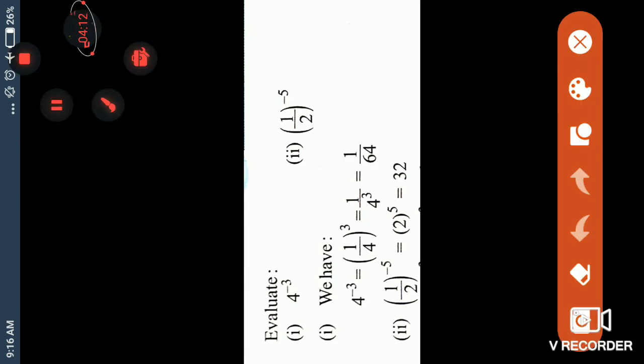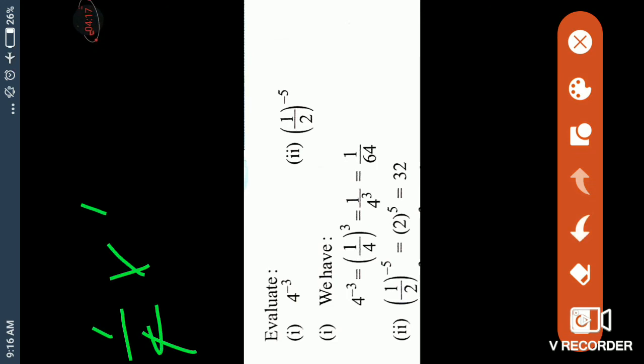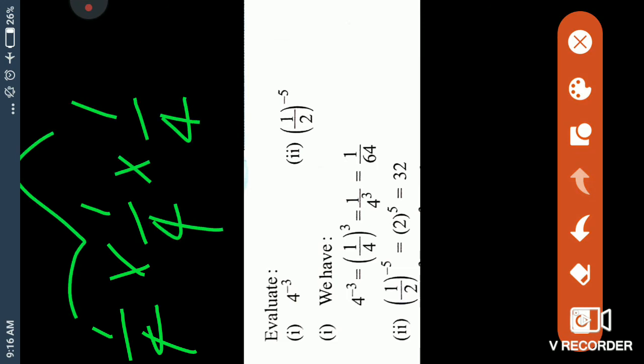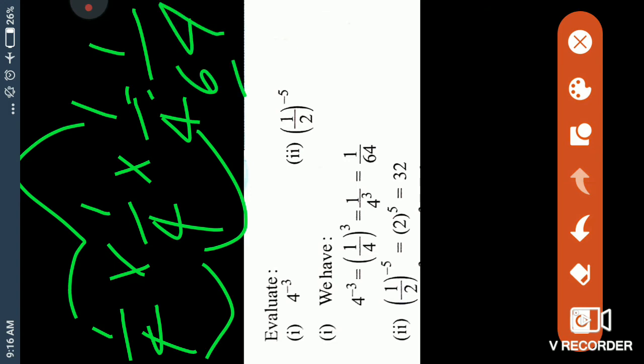This is the first question for you: 4 to the power minus 3. I explained this in the previous video. If the power or exponent is negative, we take the reciprocal of the base. So 4 becomes 1 upon 4, and the power should be positive: 1 upon 4 to the power 3. Here one thing is important: 1 upon 4 to the power 3 means we write 1 upon 4 three times, 1/4 multiplied by 1/4 multiplied by 1/4. So 1 times 1 is 1, and 4 times 4 is 16, and 16 times 4 is 64. This is the answer.